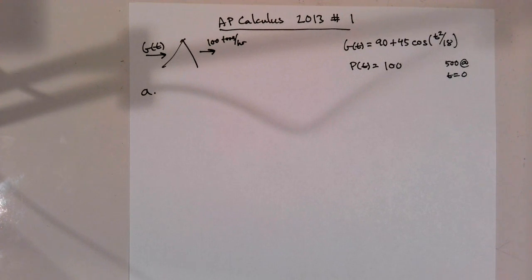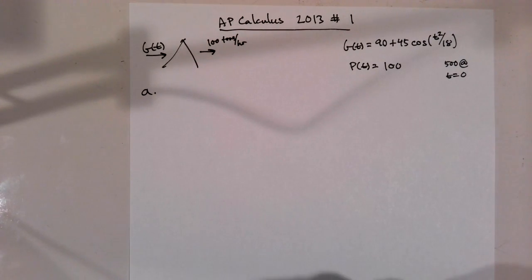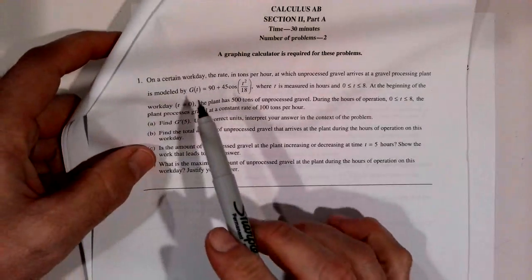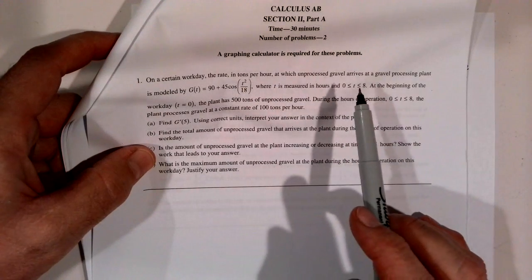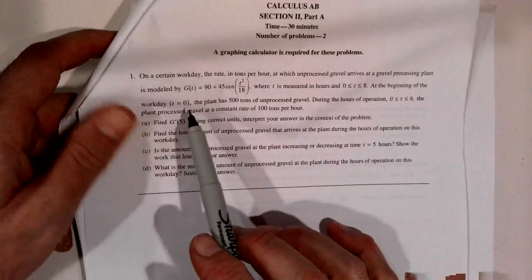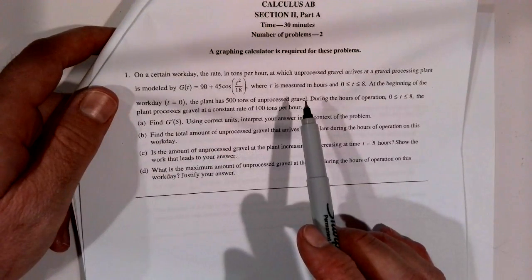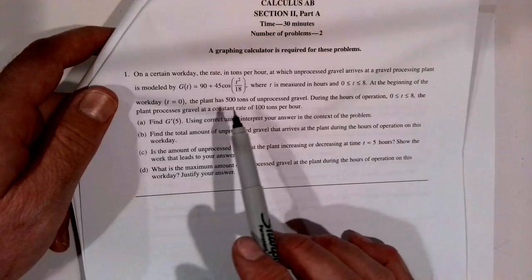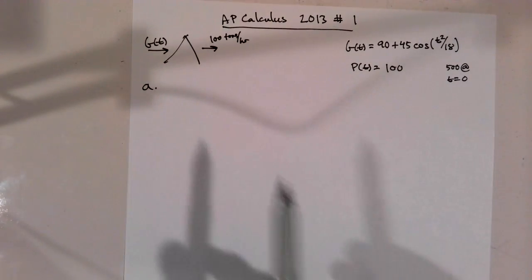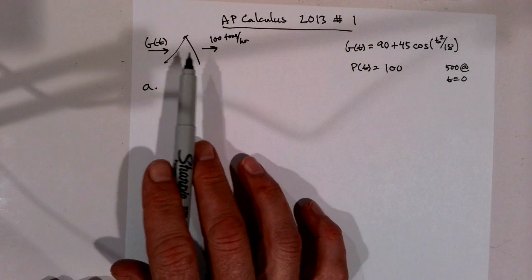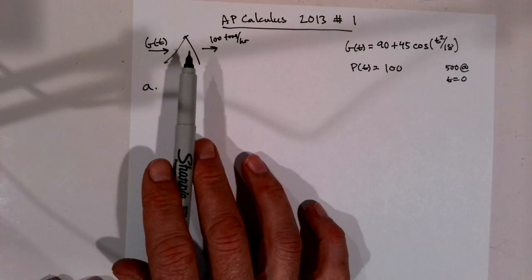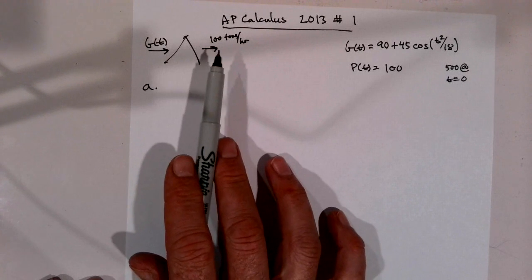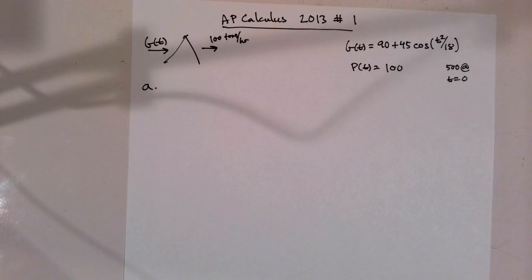This is a classic problem. This is a problem of arriving and leaving. So you can see that you have a gravel plant and you have gravel arriving at a certain rate, from time equals 0 to 8 at the processing plant. The beginning of the workday starts with 500 tons of unprocessed gravel, and then the plant processes the gravel at a constant rate of 100 tons per hour. So the idea is that the gravel arrives and it's unprocessed. It's just like rocks. Then they take it away at a constant rate of 100 tons per hour, and it gets broken up and used however.